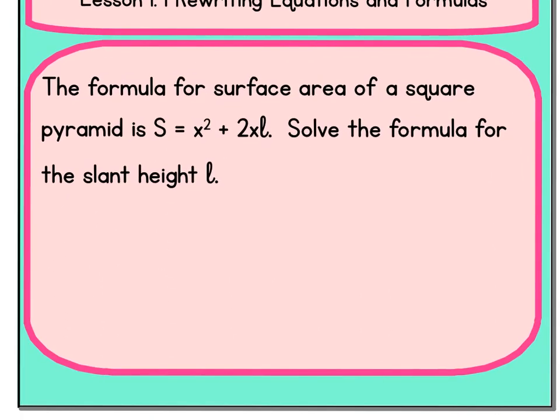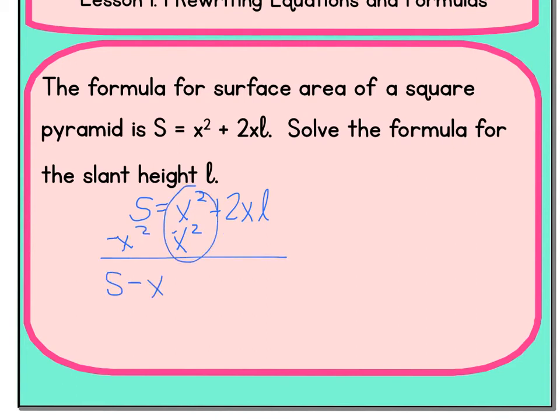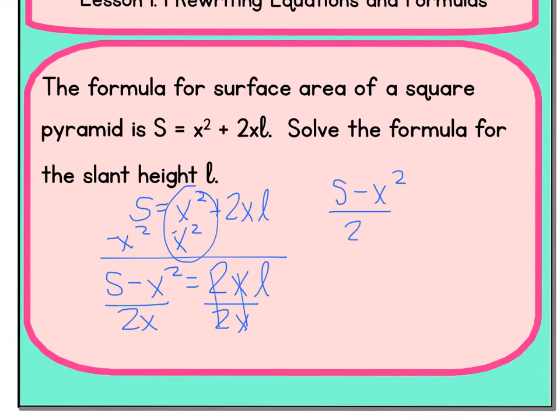Here again we're solving for slant height, so we have S equals x squared plus 2 times x times L. So I'm going to get rid of that x squared first because it's furthest away. So we have S minus x squared equals 2 times x times L. To get the L by itself, we would then have to divide both sides by 2x. So S minus x squared divided by 2x equals L.